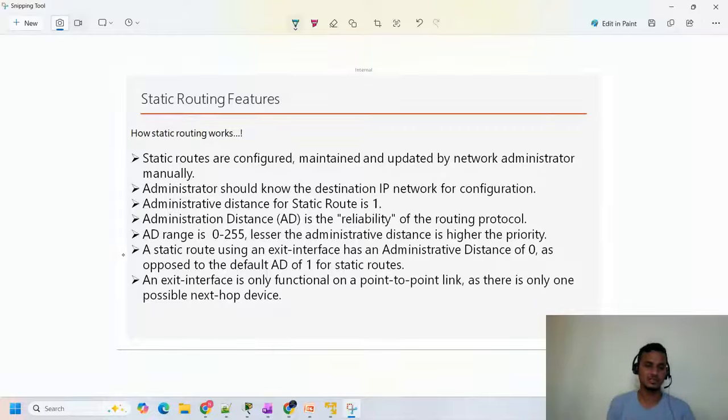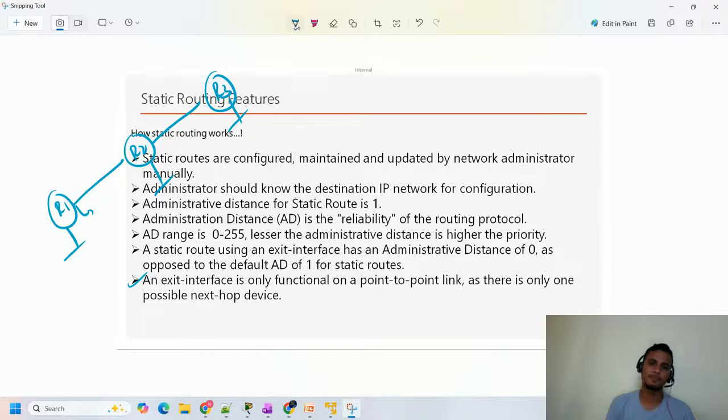We discussed the static route up to here. The exit interface is only an option on a point to point link, as there is only one possible next hop device. If you have router 1 connected to router 2, then you can use the exit interface when you configure the static route. That is okay. If again there is a router 3 which is connected to here.